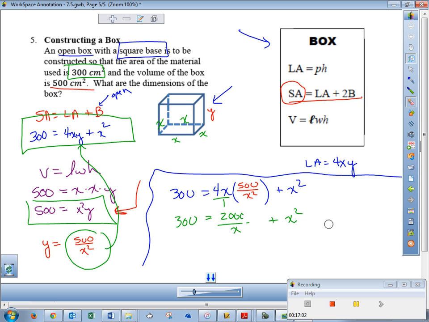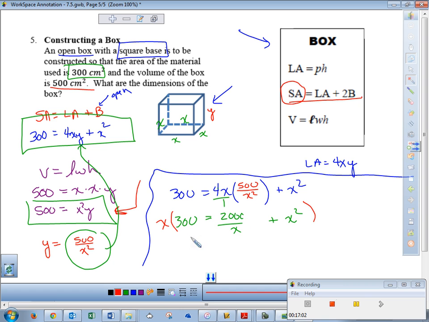Anytime you would like to clear the fraction, let's multiply by a common denominator, the least common denominator. There's only one denominator, x. How about we take every term times x to get rid of this nasty fraction? So taking everything times x, 300x equals this times x, and this divided by x, eliminate each other, and wouldn't you be left with 2,000? And finally, what is x times x squared? X cubed. Fabulous?